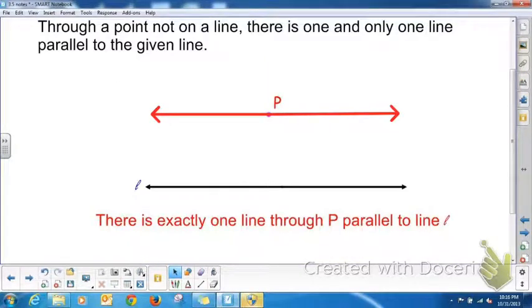So this postulate tells us that we can construct a line through point P that would be parallel to line L. So you can construct it, you can draw it. If there's a point not on a line, then you can take your pencil and draw a line through that point that would be parallel to the line that it's not on. We need this postulate for our next proof.